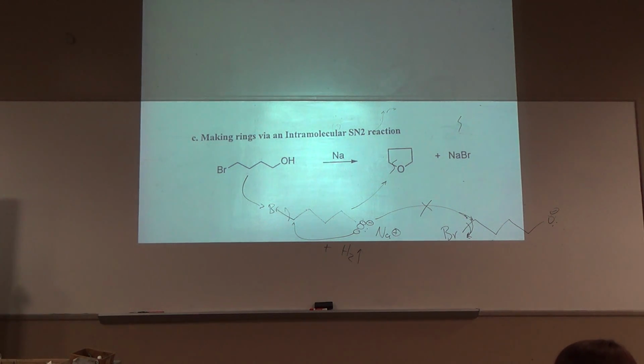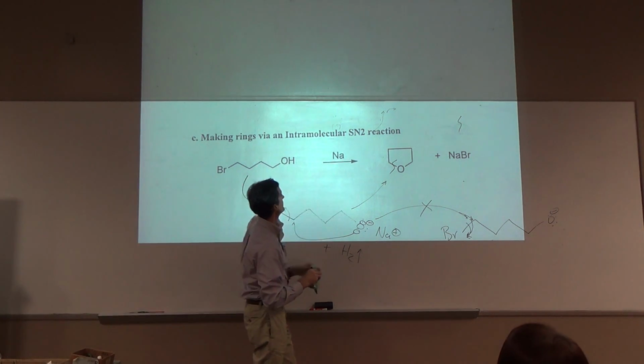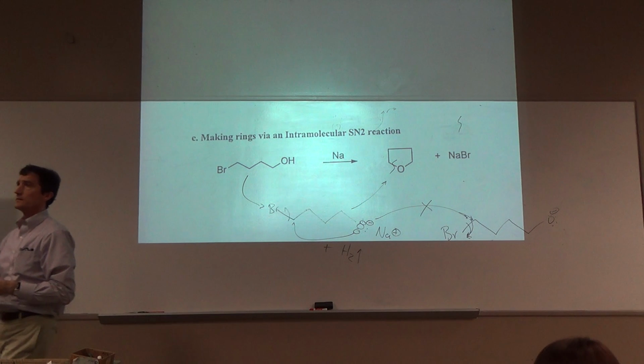You start trying to make like a 10-membered ring, then it might not be that good, and it may instead react with another molecule, and so it might do intermolecular. So this is an intramolecular SN2. Make sense?